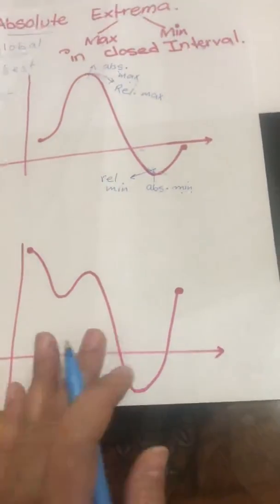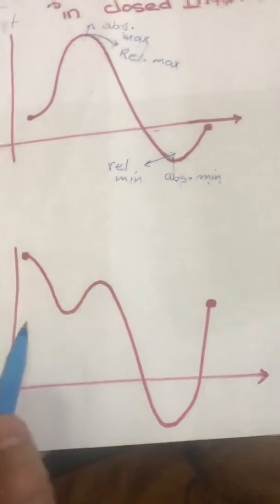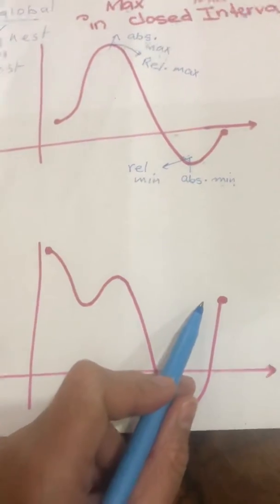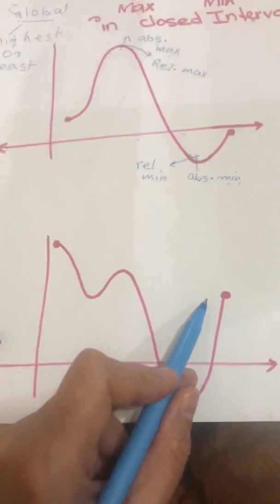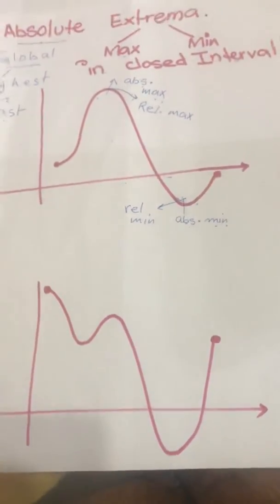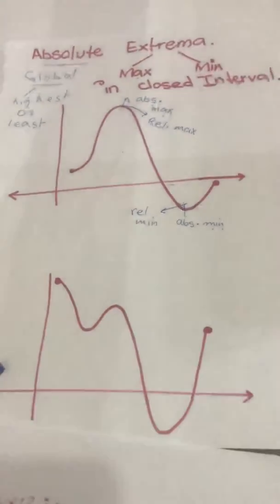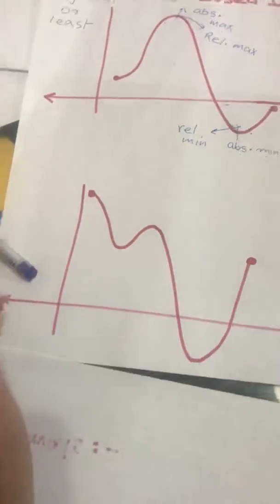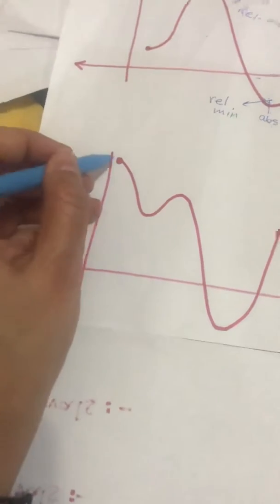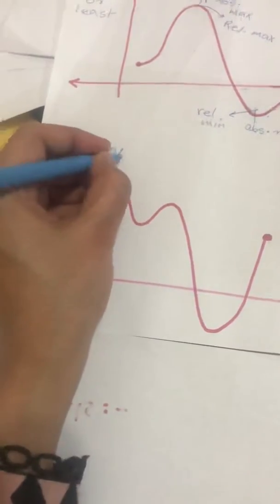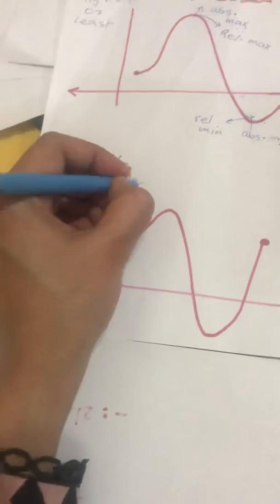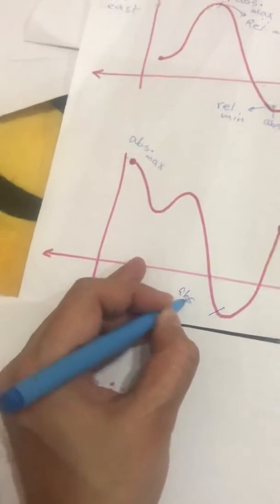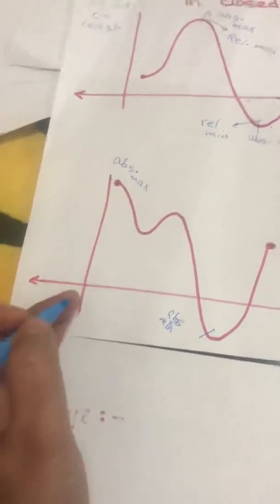Now observe another graph. In this graph, where is the absolute maximum? It means, where is the highest point of the graph? The highest point of the graph in this function is this point. So this is the absolute maximum as it is the highest point, whereas this is the absolute minimum as it is the least point of the graph.